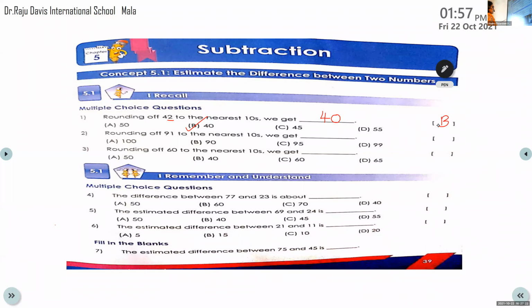Good. Thank you, ma'am. Abu Tahir, second one. Your voice is breaking. Abu Tahir, second one. Yes, ma'am. 90. How will you get it? You have to underline 1. 1 is lesser than 5. So no changes will be there in the tens place. You have to make the ones place 0 and it will be 90. Put a tick mark on B.